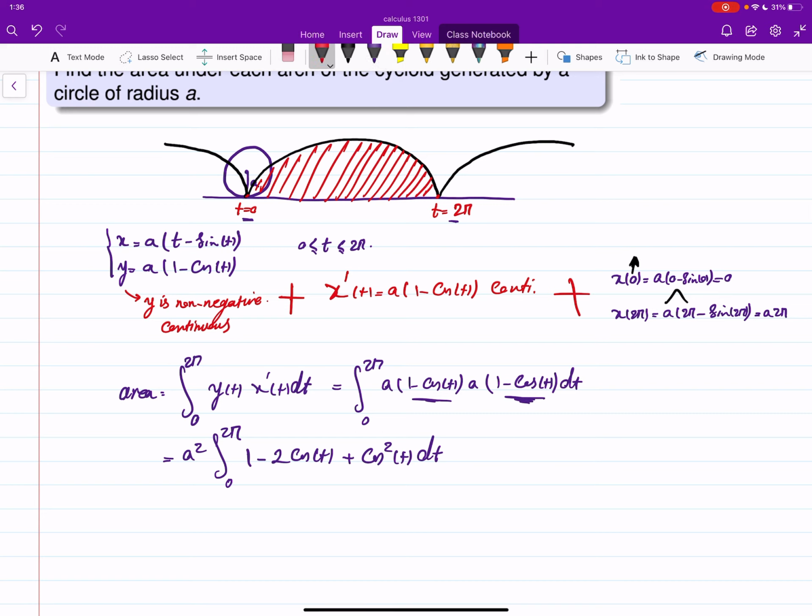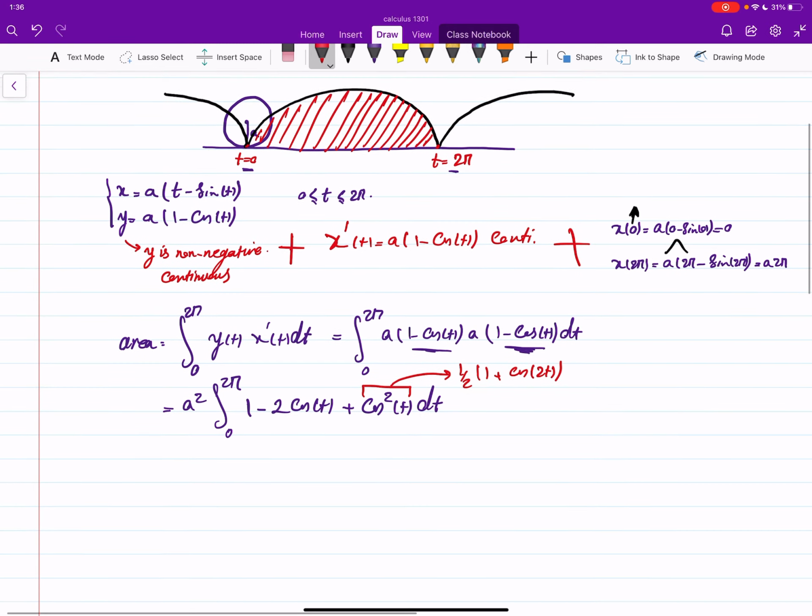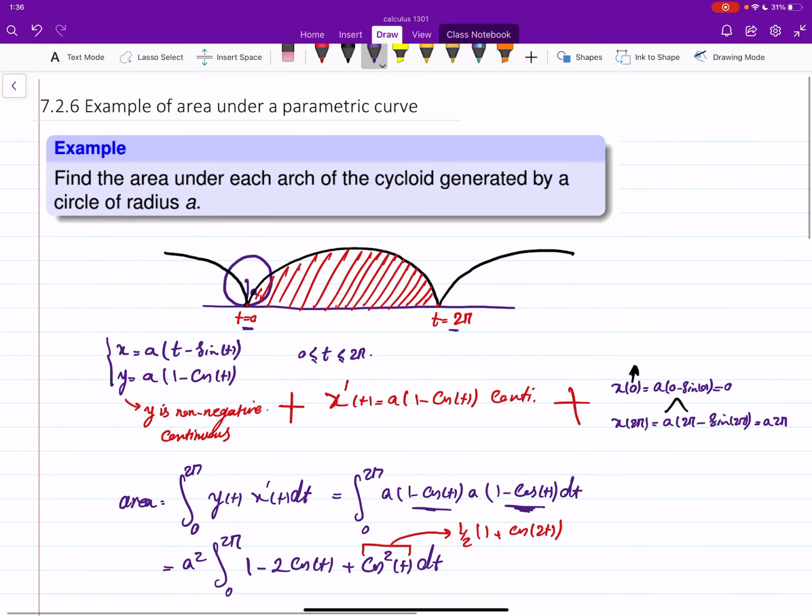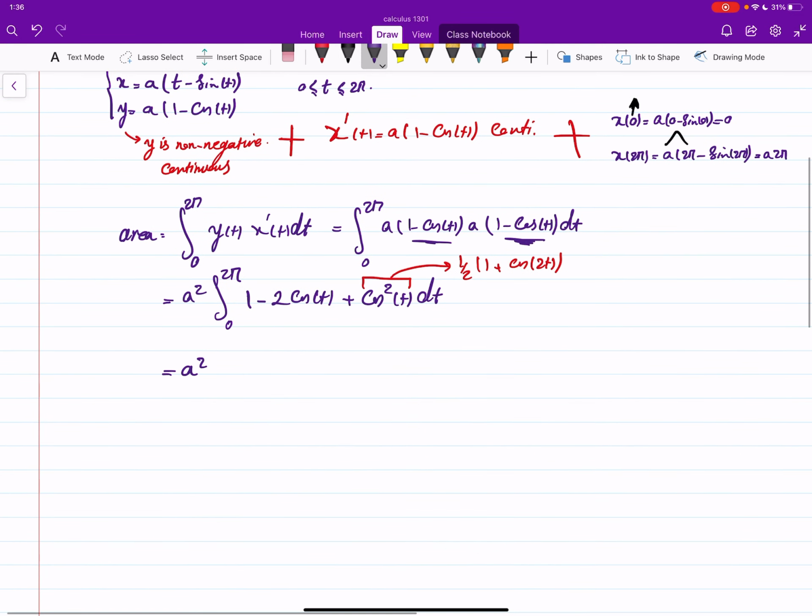And now we take this. The other two terms are obvious, but this one we have to use half angle, which is 1 plus cosine 2t over 2. Okay, so that means that I can find antiderivatives. T minus 2 sine t plus half of t plus 1/4 of sine of 2t, and go from 0 to 2 pi.